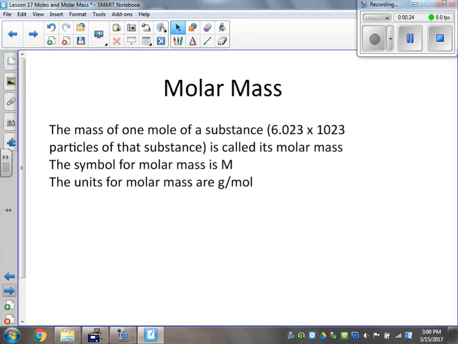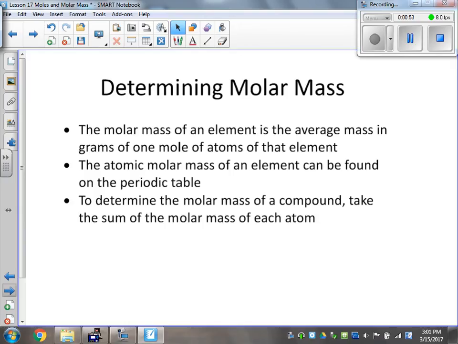The mass of 1 mole of a substance, or 6.02 times 10 to the 23 particles of that substance, is called its molar mass. The symbol for molar mass is big M, and it is measured in grams per mole. That's what molar mass is. You will probably find the molar mass on your periodic table, so we'll use that to calculate the molar mass.